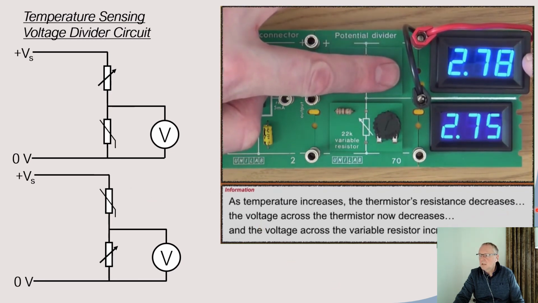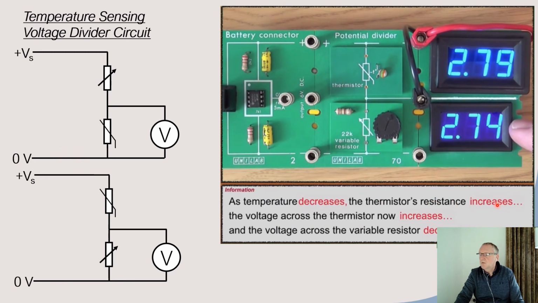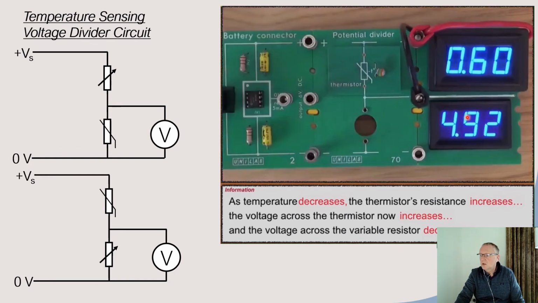Its resistance decreases. The voltage across the thermistor still decreases, but now the voltage across the variable resistor increases, and because it's at the bottom in my circuit diagram, the reading on the voltmeter would increase. Therefore, if you did the opposite and decreased the temperature of the thermistor, its resistance would increase, the voltage across the thermistor would increase, and therefore the voltage across the variable resistor would decrease.